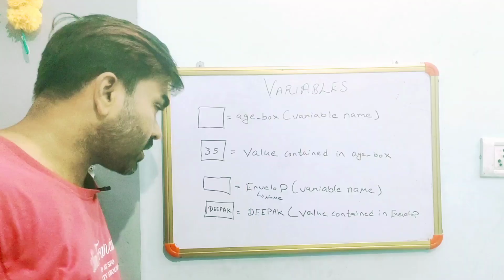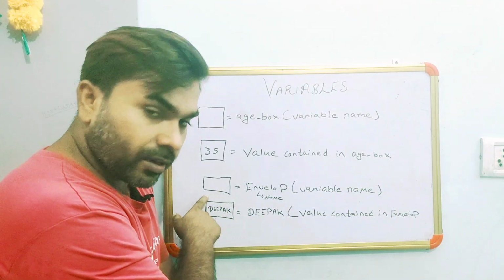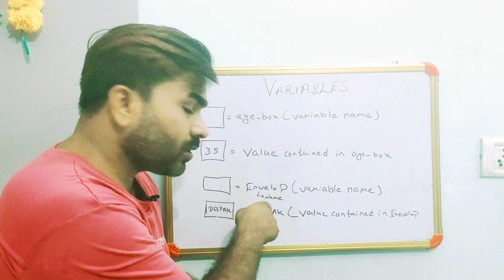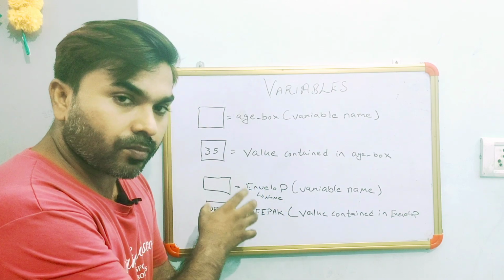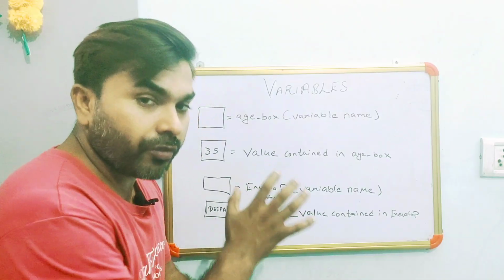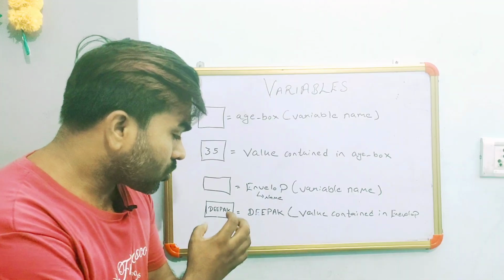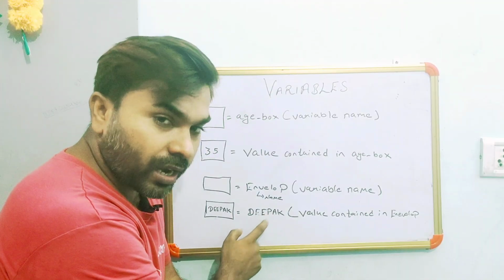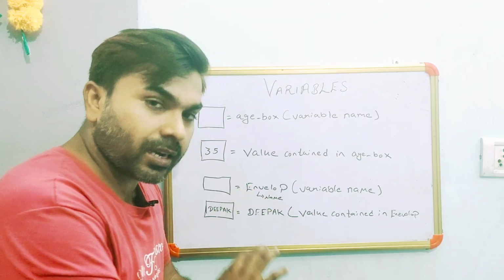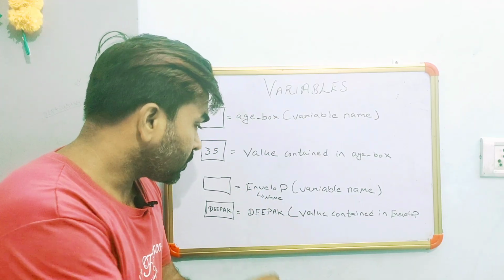This was one example, and one more example is this is the envelope, and envelope is the name you have given to this box actually. So envelope is the name of the variable, and Deepak is written inside. So this is the value. Deepak is the value that is contained in this envelope. So that's how the variable works.